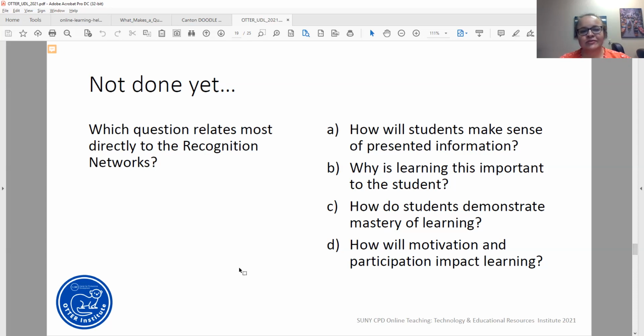Recognition network. Again, I'm not going to tell you what recognition is. So what question relates most to the recognition networks? A, how will students make sense of presented information? B, why is learning this important to the student? C, how do students demonstrate mastery of learning? Or D, how will motivation and participation impact learning? Which one is it?